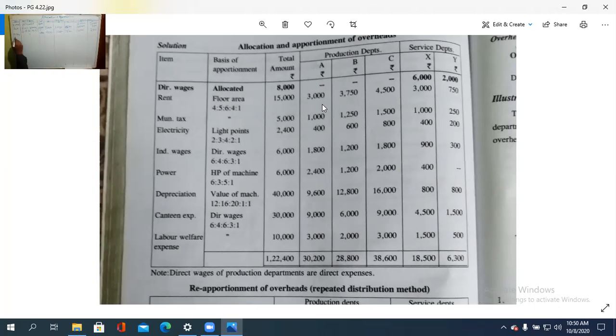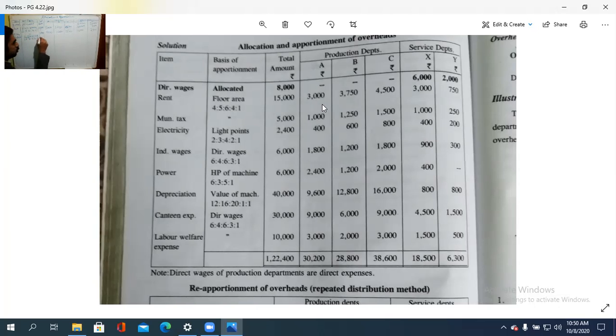Then electricity. Electricity on light points. 2 is to 3 is to 4 is to 2 is to 1. So 5, 9 plus 1, 10, 12. So 2 by 12, 3 by 12, 4 by 12, 2 by 12, and 1 by 12.